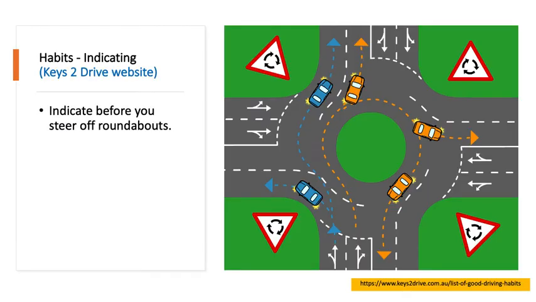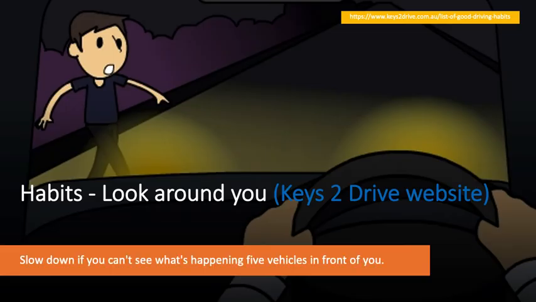Okay, back to our keys to drive habits. Indicate before you steer off a roundabout. Look around you. Slow down if you can't see what's happening 5 seconds in front of you. So this one as well, again, coming back to our Queensland applicants, there is no arbitrary 5 vehicles in front of you.